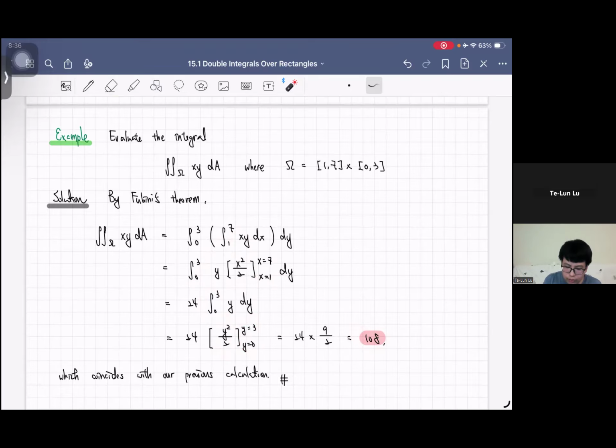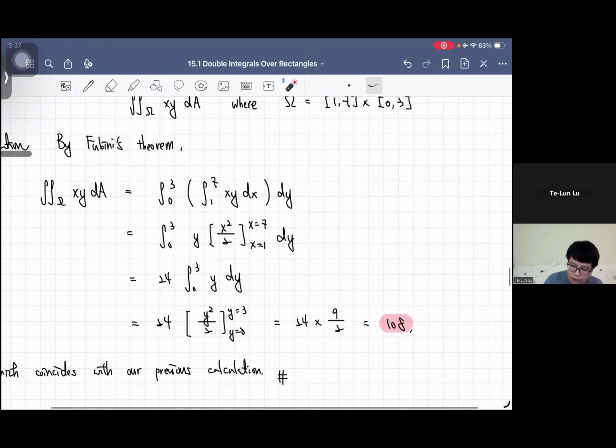I would like to mention something here. First of all, this matches up with our previous computation, right? The previous computation was done in a really painful way. We computed the Riemann sum, and then tried to show that the Riemann sum converges to some number, which is 108. In this case, we compute the integral using Fubini's theorem. Fubini tells us that you can compute a double integral by iteratively computing one-dimensional integrals.